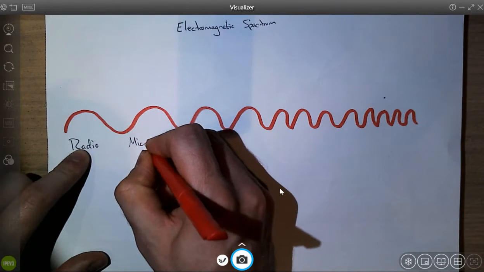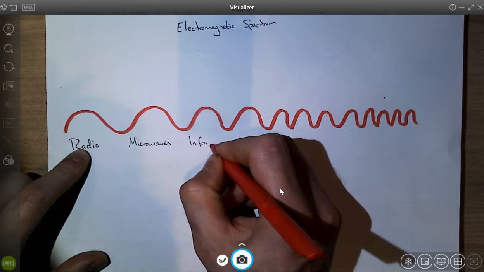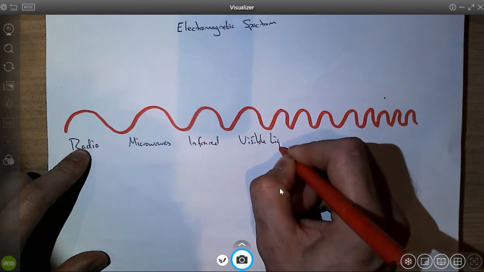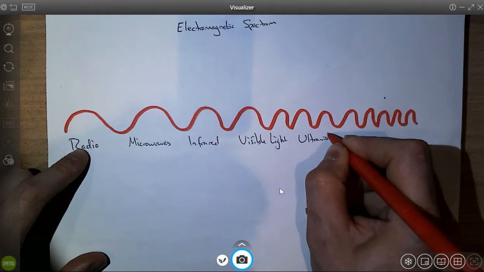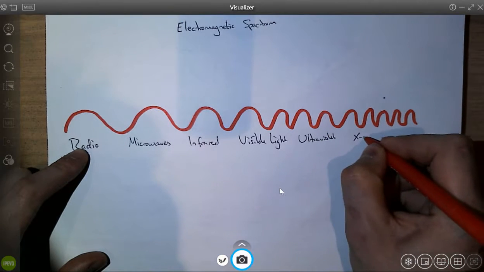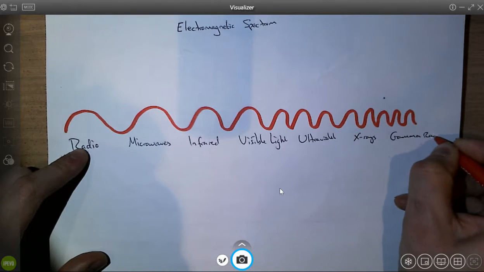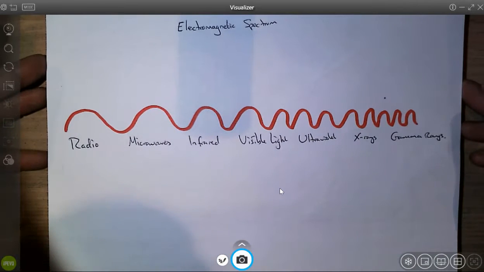Then we're going to move on to microwaves, infrared, visible light, ultraviolet, X-rays, and gamma rays.